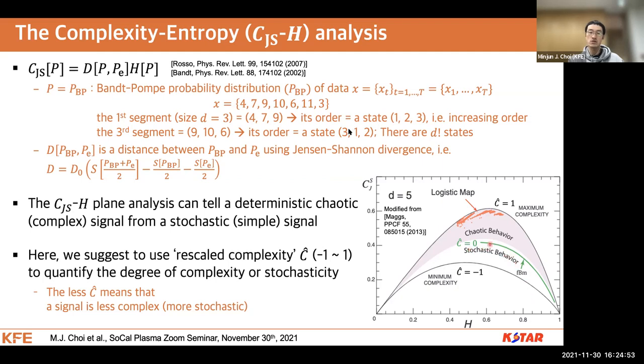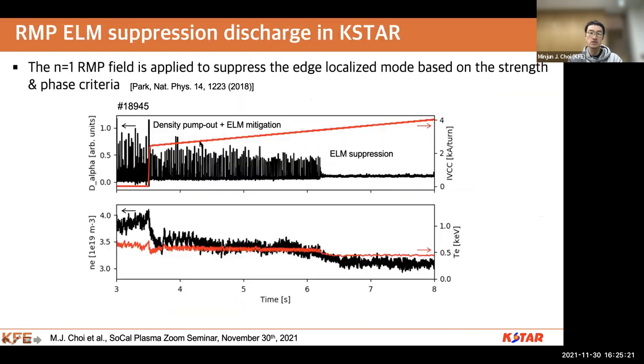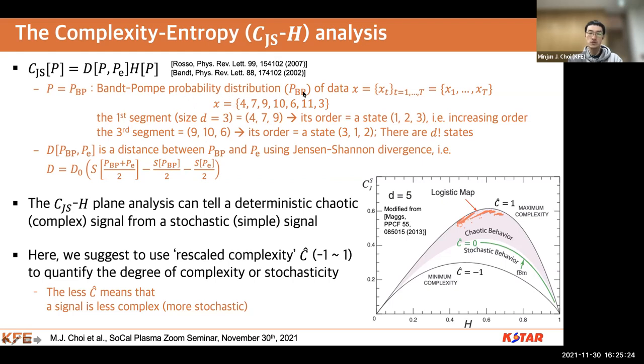And we can plot the probability distribution of these states for given data. So this is how we obtain the Bandt-Pompe probability distribution for a given data. It's simply a distribution of orders of consecutive segments of data. And he used the so-called Jensen-Shannon divergence to measure the distance between this Bandt-Pompe probability distribution of given data and the equally probable distribution. So it is defined like this. Here is some normalization constant.